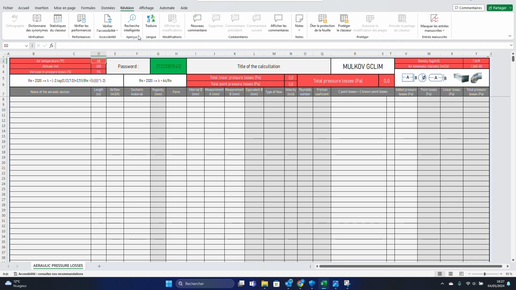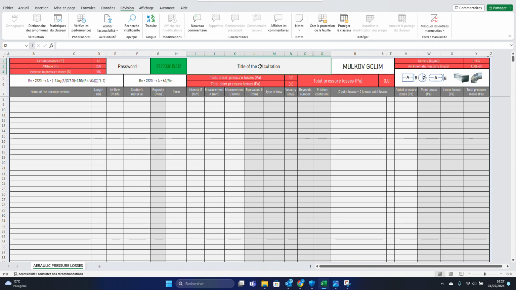First thing is to put the good temperature. In this case, we're going to choose 60 Fahrenheit degrees and an altitude of, for example, 200. And we have to choose also the increase in pressure losses for the different totals that you have here. I'm going to put 10, for example. It's just an example.